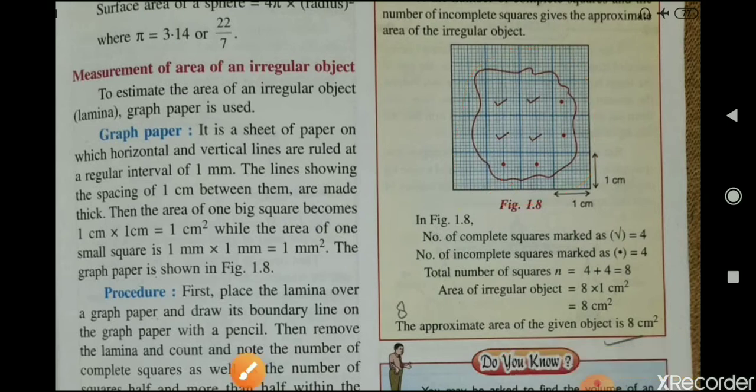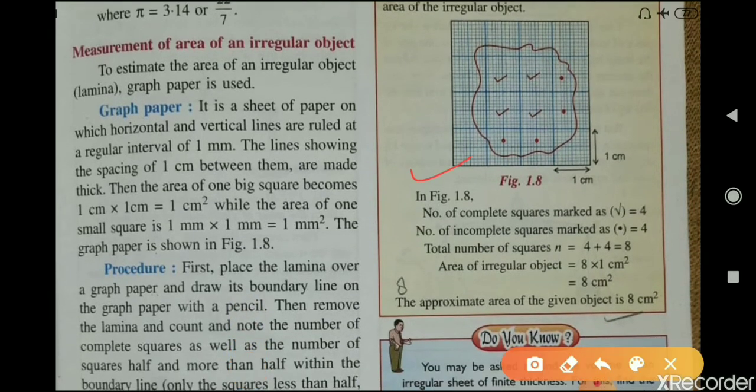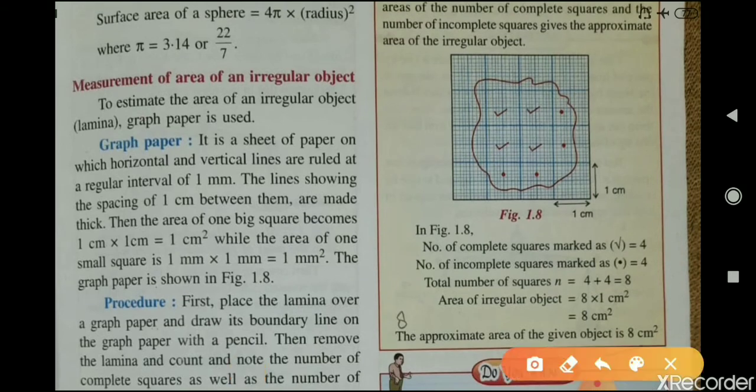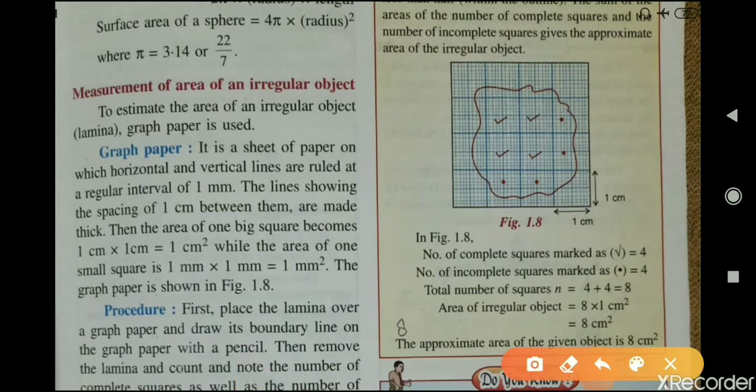Now we have to plot the outline of the irregular object whose area we need to find. First we take the graph paper and then place the irregular object on it, and then draw the outline of this irregular object. After removing the object, we calculate the number of complete squares that are obtained in the area of this irregular lamina, and also count the number of incomplete squares that are more than half.